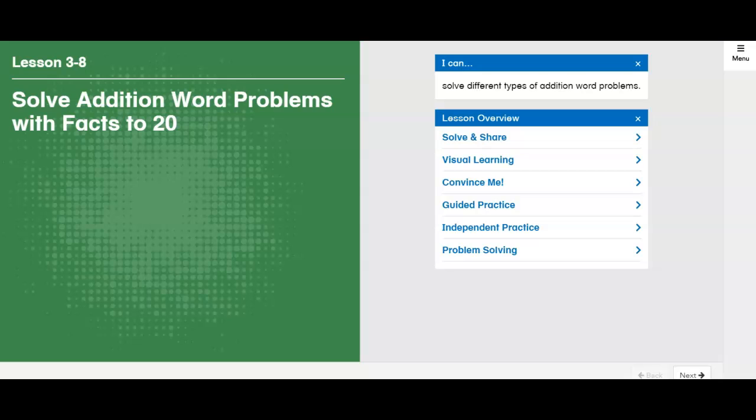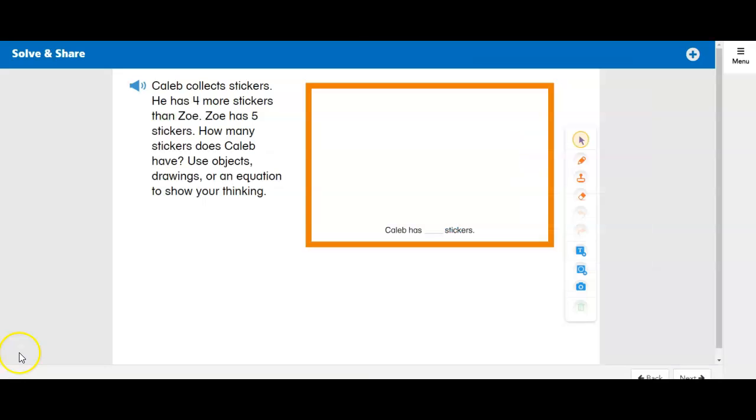For today's math lesson, we are beginning Topic 3, Lesson 8. Solve addition word problems with facts to 20. Our learning intention today is I can solve different types of addition word problems. So let's get started. Our Solve and Share begins on page 137 of our Envisions Volume 1 workbook.